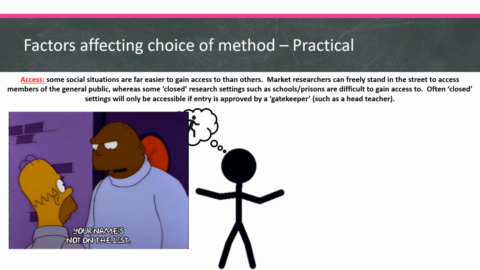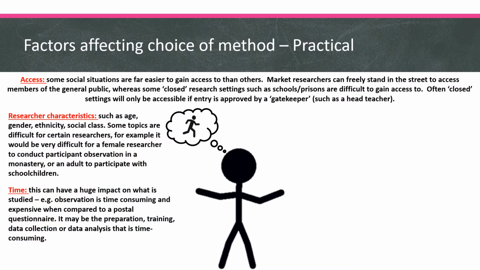Access, as the name suggests, is can you get access to the people you want to study? Can you access the group you're interested in? This might be people on the street. It might be a protected group like children in a school. It could be people in a prison. So can you get to those people? Now, what we talk about is closed settings, settings where there isn't easy access. You can't just walk into the setting. And in these cases, you would need someone like a gatekeeper or a head teacher in a school to provide access, to open the gate and let you in.